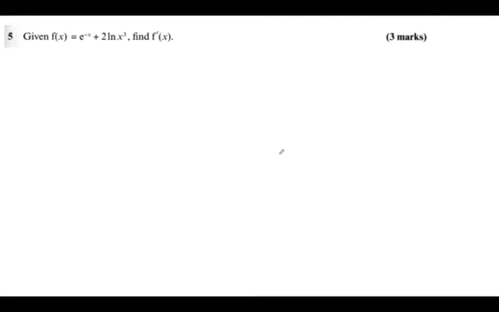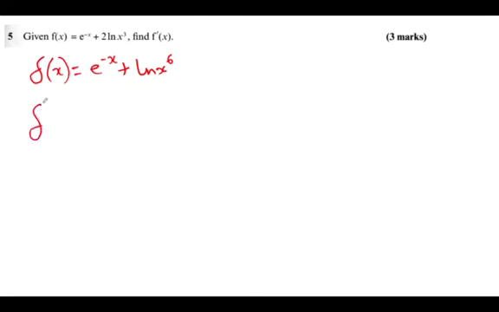First one then. Given that f of x equals e to the minus x plus 2 ln x cubed, find f dash of x. So the first thing I'm going to do is some manipulation of f of x. I'm going to keep the e to the minus x as is. I'm quite happy with differentiating that. But what I'm going to do is bring this up into ln x to the power of 6.